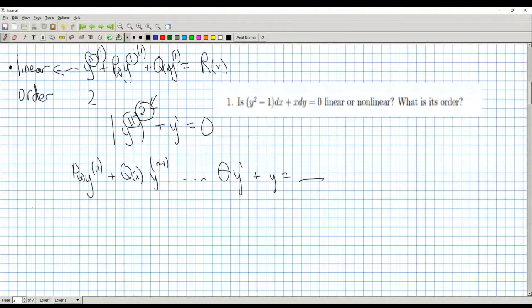So let's now take this equation. We have y squared minus 1 dx plus x dy equals 0.